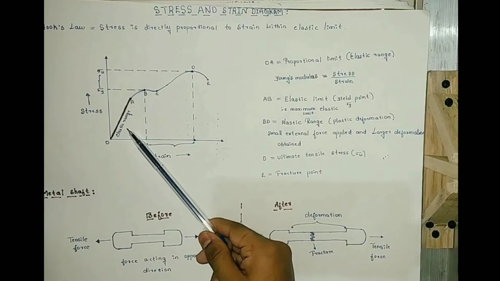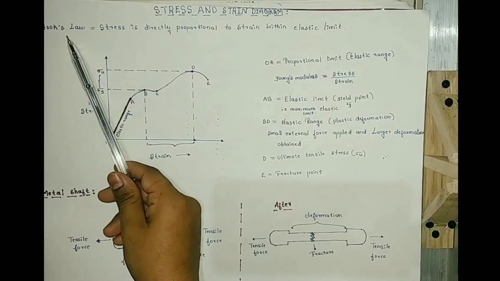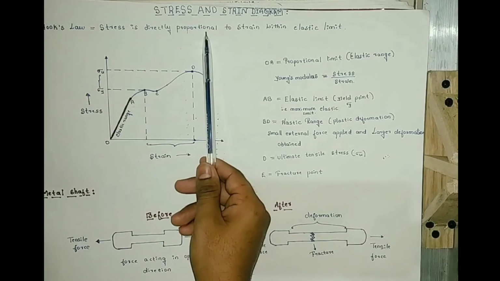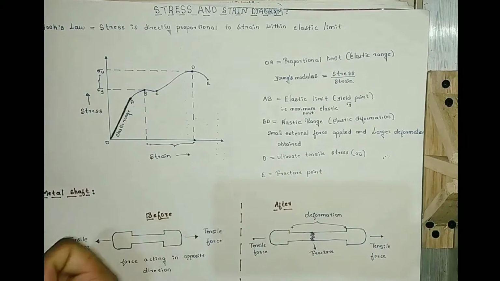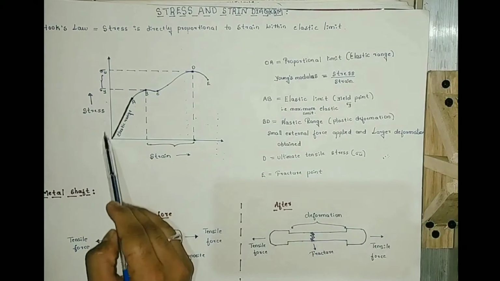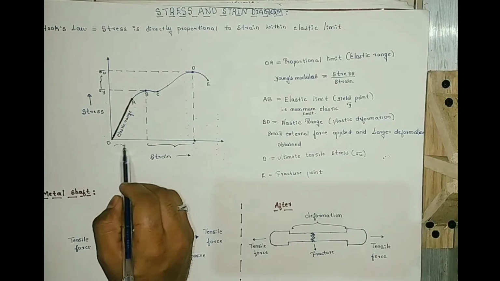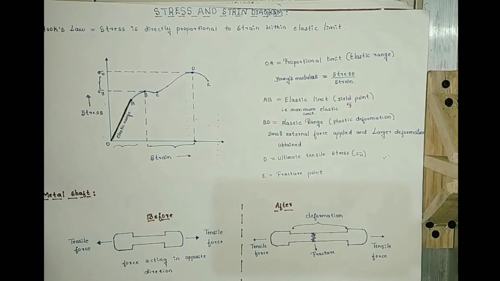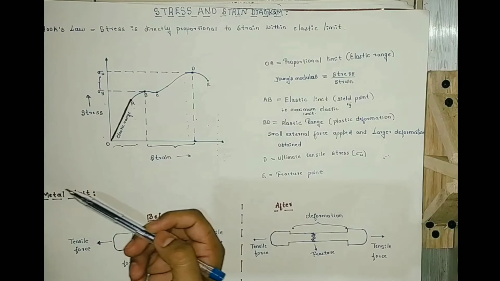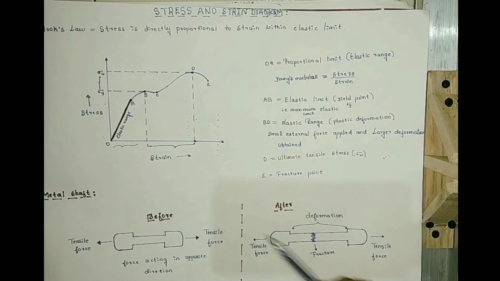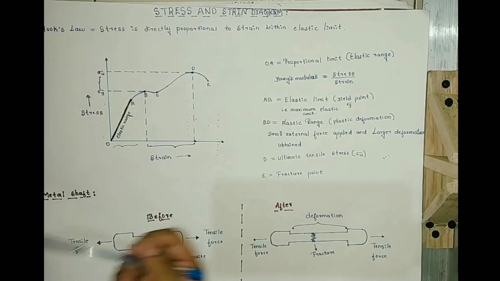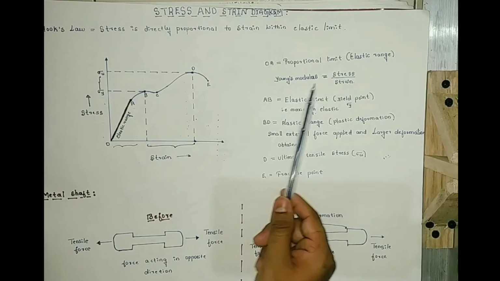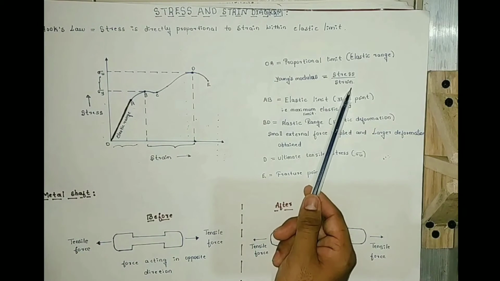The elastic range obeys Hooke's law. Hooke's law states that stress is directly proportional to strain within the elastic limit. That means however much stress we apply, that much strain we get. This holds when the deformation is within the elastic range. So Young's modulus is equal to stress divided by strain.